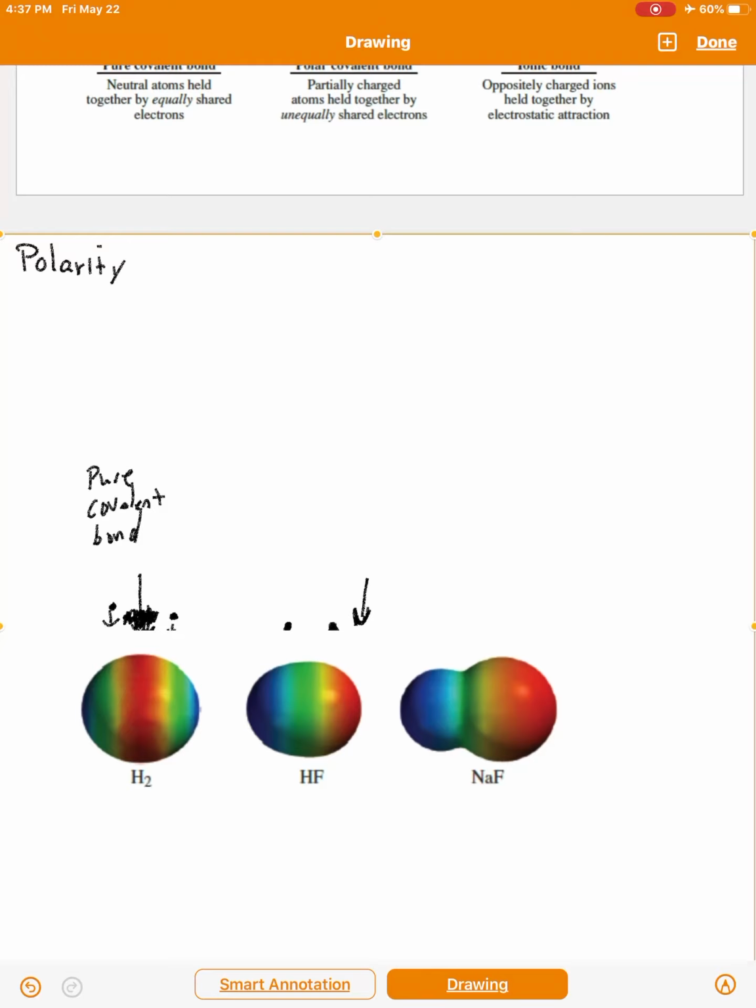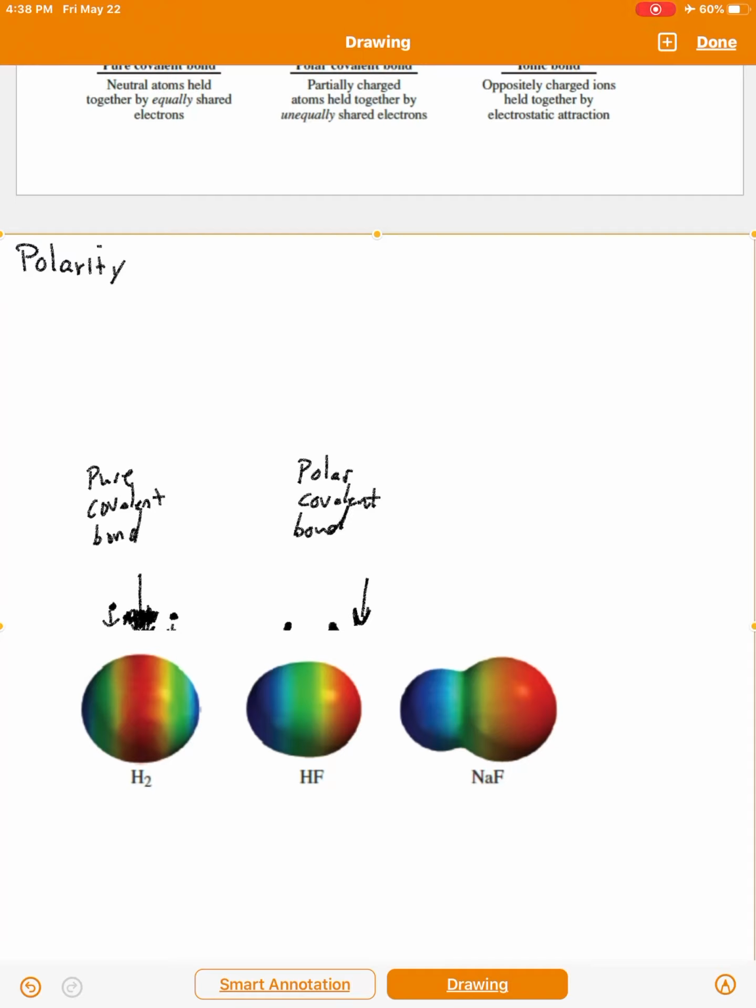Where it's green, there's still some electron density. Where it's blue, there's very little electron density. So here, there's some green in between. So there's a little bit of covalency there, but it's mostly on the right, so it's somewhat ionic. So this is what we would call a polar covalent bond.